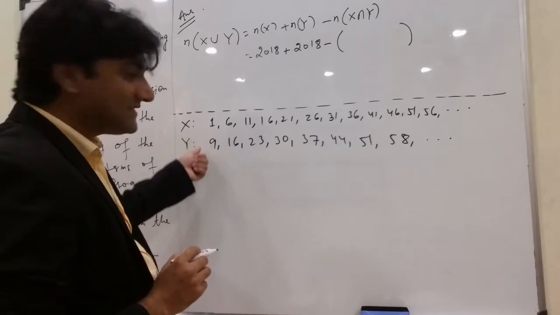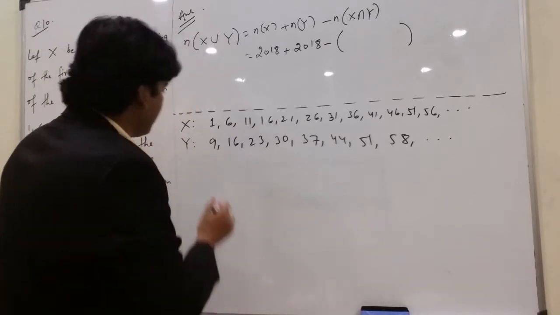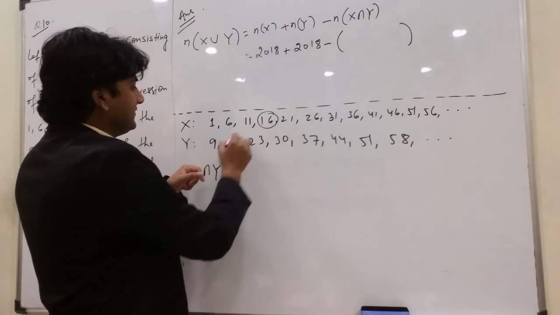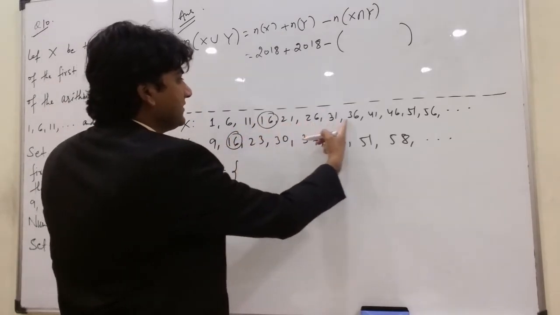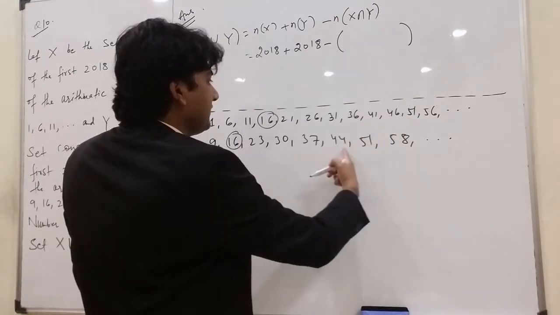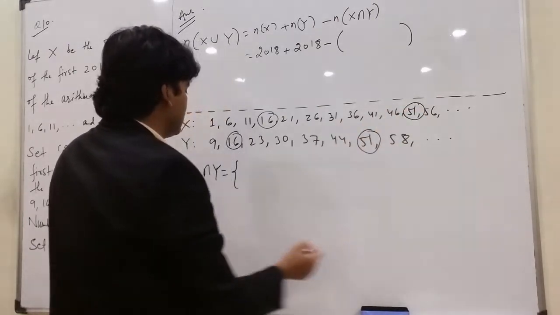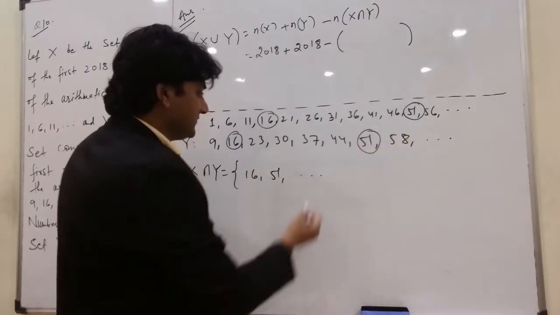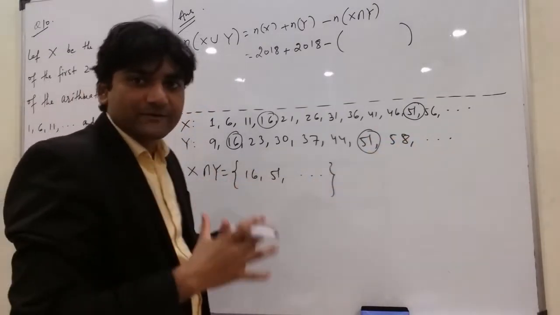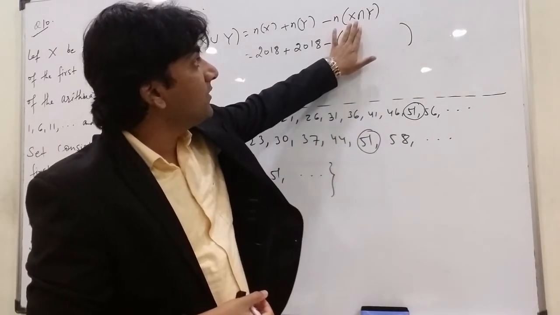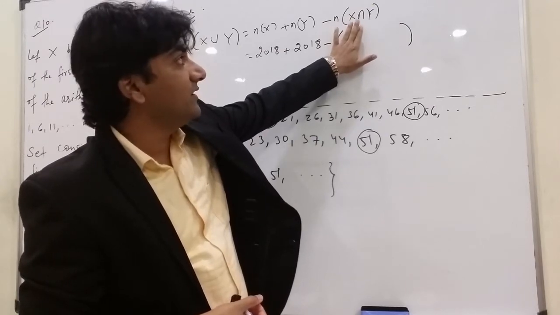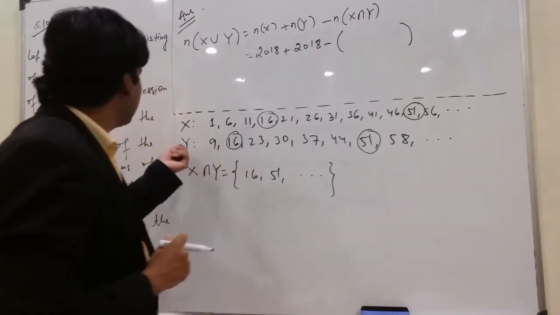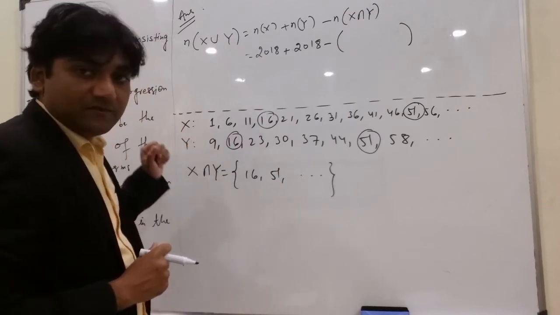Now if I observe the X set and Y set, then I can get the common terms, X intersection Y. So what are we getting? This is 16, this is also 16, then 21, 26, 31, 36, 41, 46, here we don't have 46, then 51, and this is also 51. So the first term would be 16, then 51, then similarly we can have more terms. So we got the X intersection Y set. But the problem is we need to find the number of elements. How many elements are there in X intersection Y? Also a problem. So now we need to find the last term of the X set and the last term of the Y set.